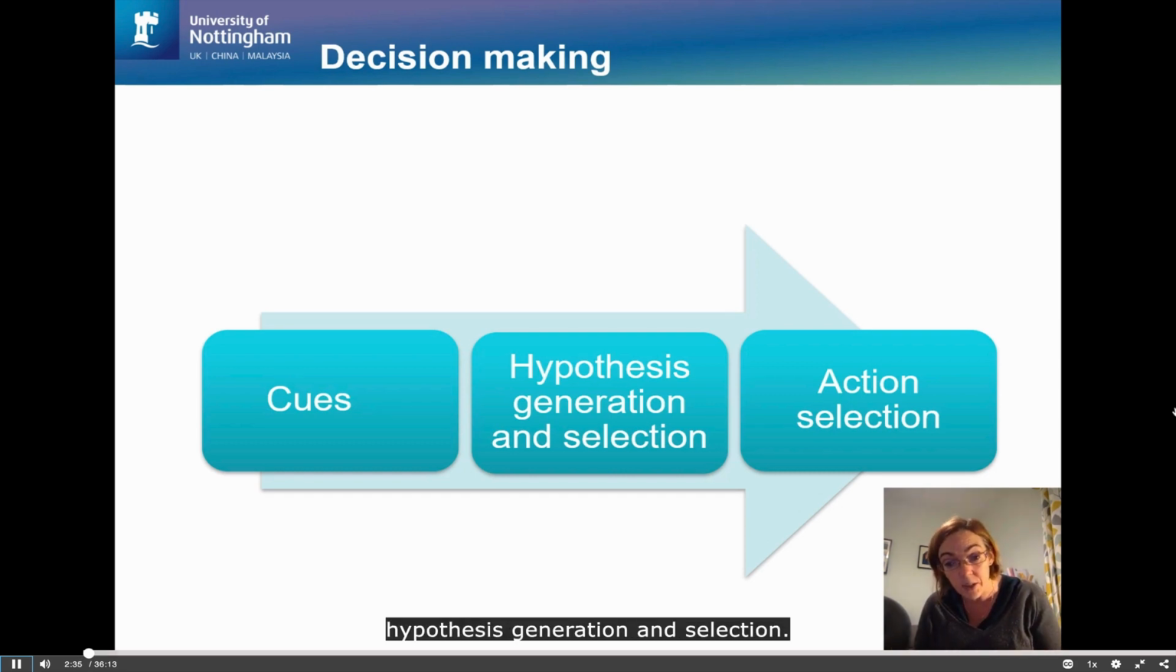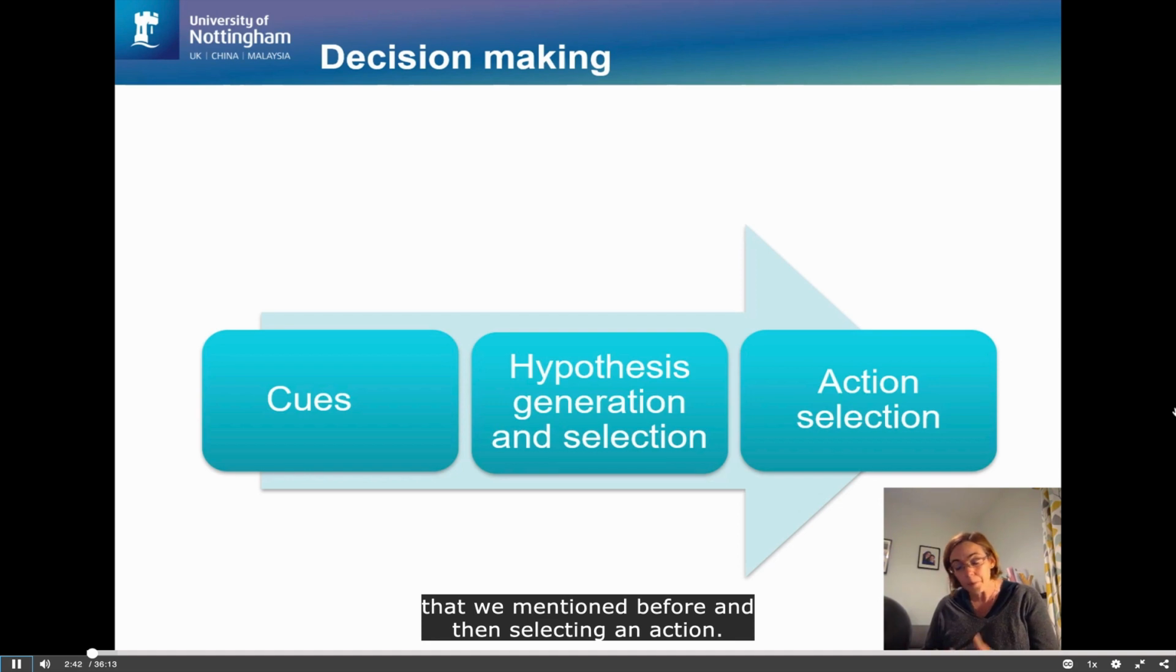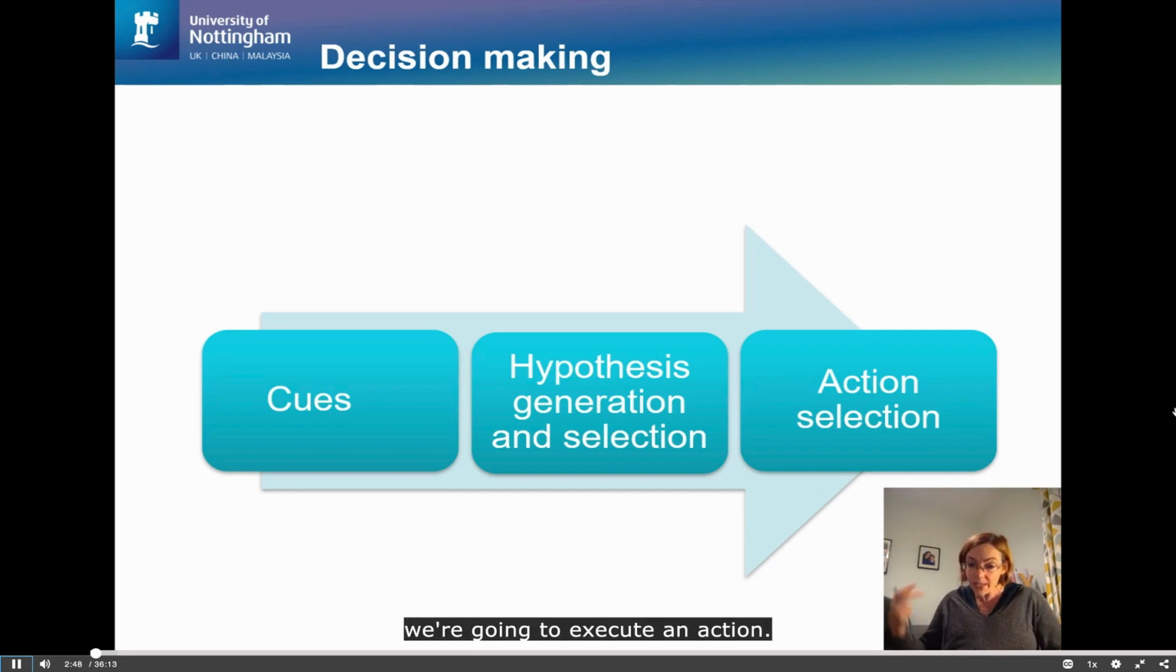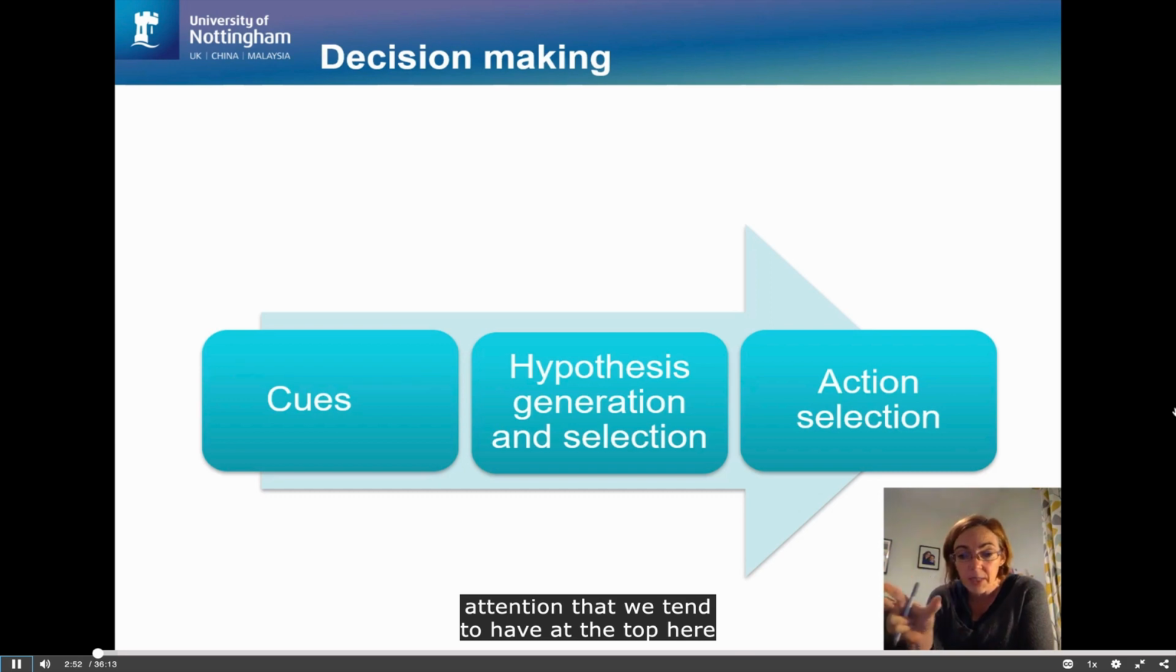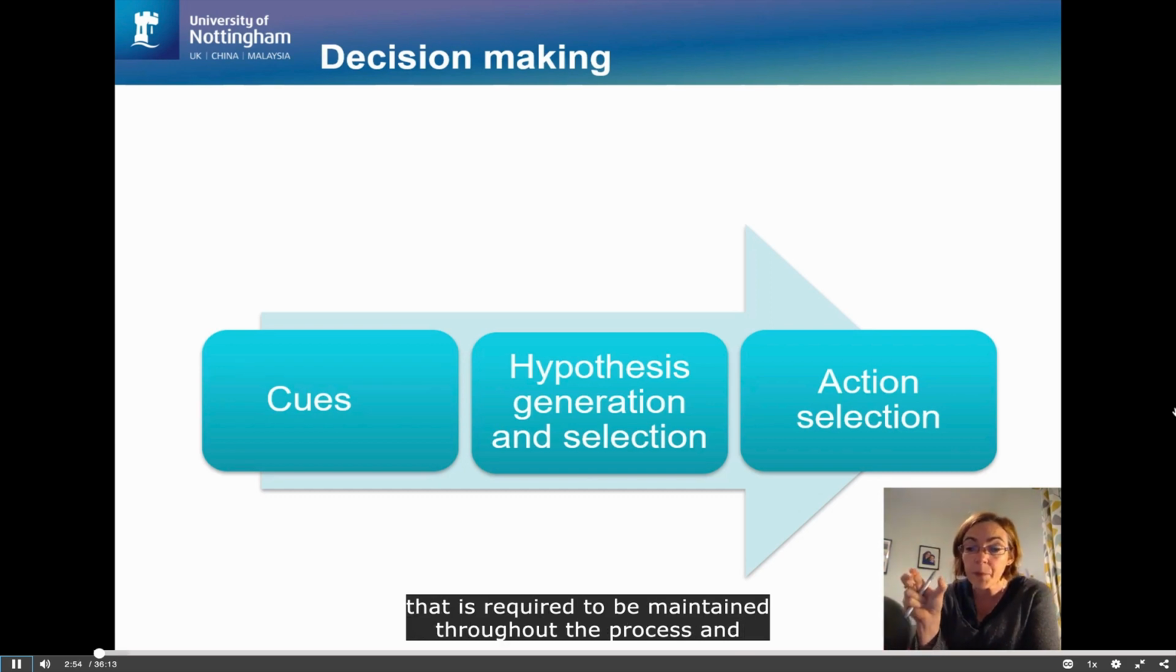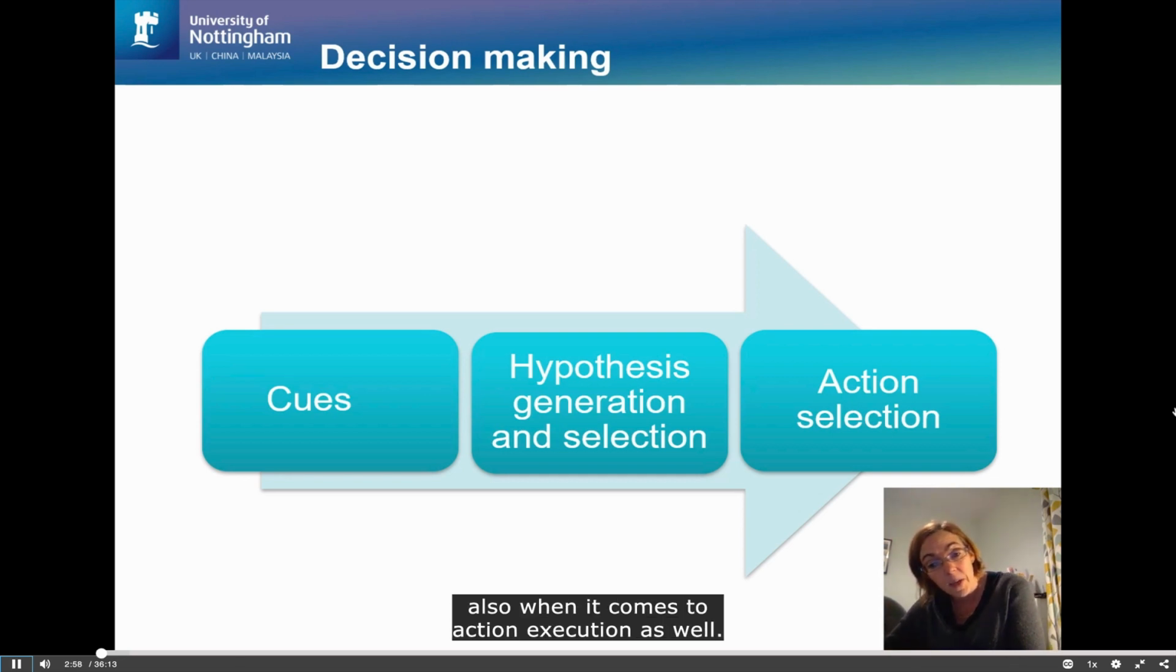Then hypothesis generation and selection, so there being a process of going through these different alternatives that we mentioned before, and then selecting an action. Now, of course, after we've made a decision, we're going to execute an action. And remember that sort of bubble of attention that we tend to have at the top here, that is required to be maintained throughout the process, and also when it comes to action execution as well.